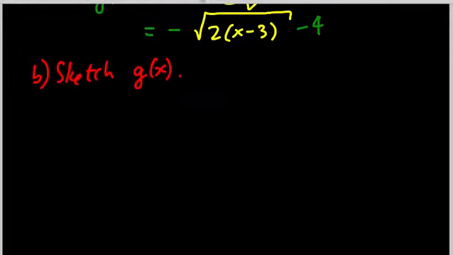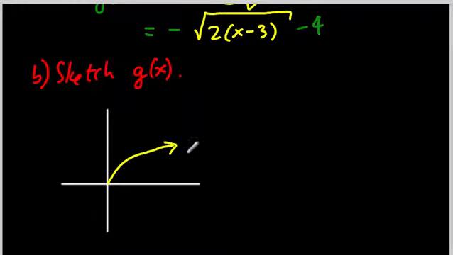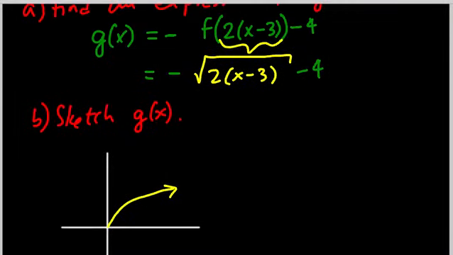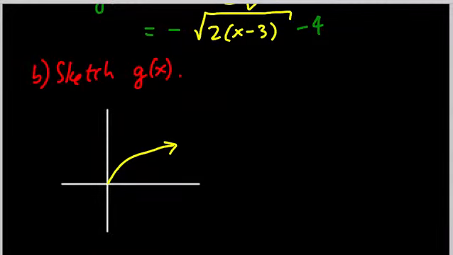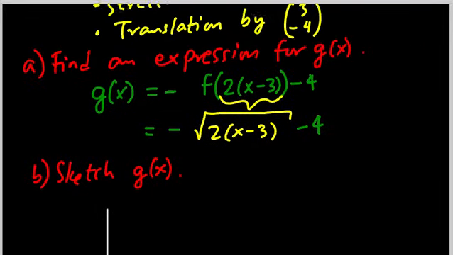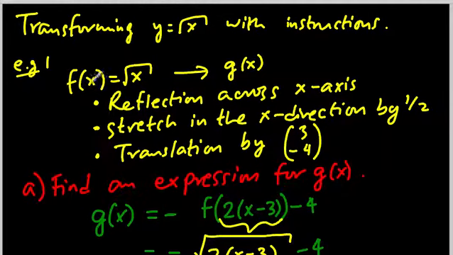So once again, let's say this is my basic parent function, which is square root of x. The first thing I'm going to do is reflect it across the x-axis. If I reflect it across the x-axis, it's going to look like this. So that's a reflection across the x-axis. And I'm going to erase the old function. There we go, and I'm going to check that one off.